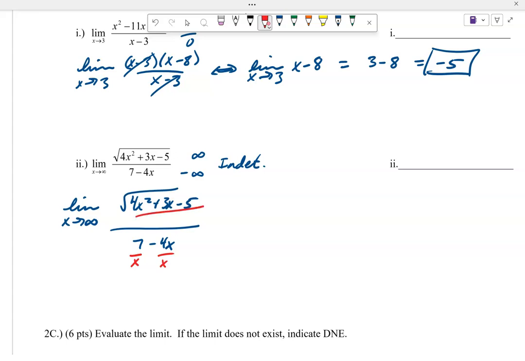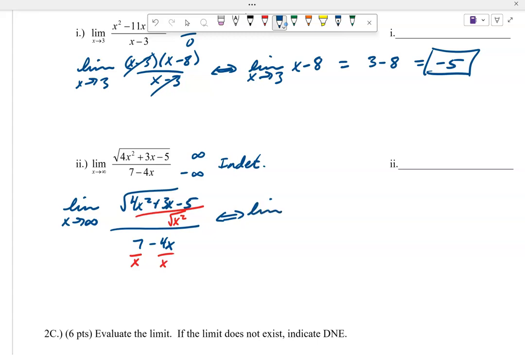Now, when I divide this by x, I want to get it inside the square root there. So square root of x squared is the same thing as x, right? If you want to be technical, that's the absolute value of x. But that's how I'm going to get it inside there, right? Square root of x squared over x. And let's keep going with this.